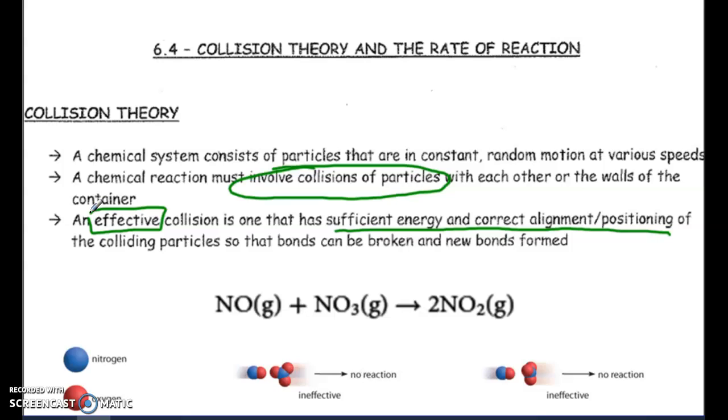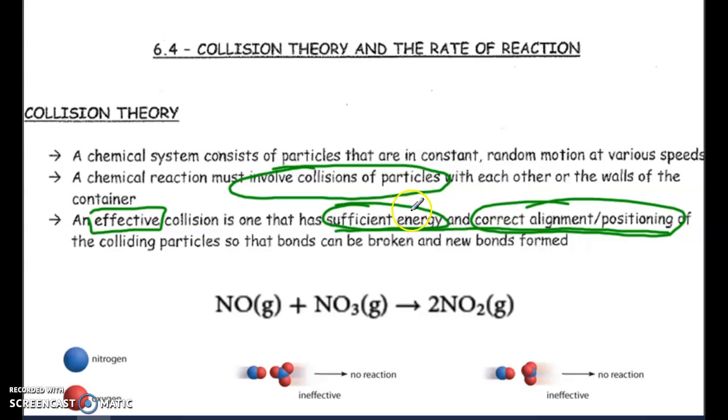You can have collisions happening all the time. Think of air particles: there's oxygen in the air, there's carbon dioxide, there's water vapor. Those particles are always colliding with one another, but we don't have chemical reactions happening in the air out of nowhere. Not only does the collision have to happen, but the particles have to have a certain amount of energy and a certain alignment or position, so that when they collide, bonds can break and new bonds can be formed.